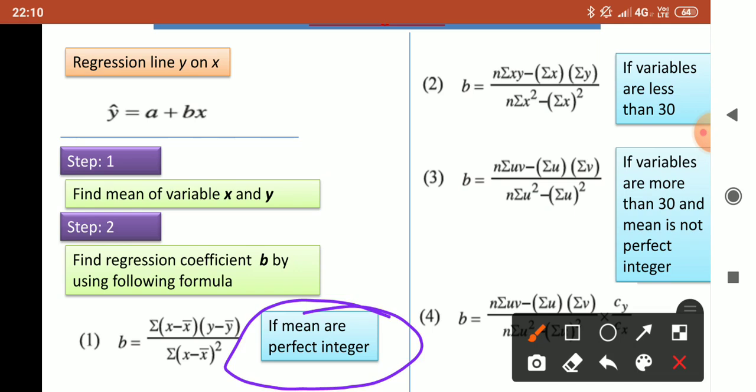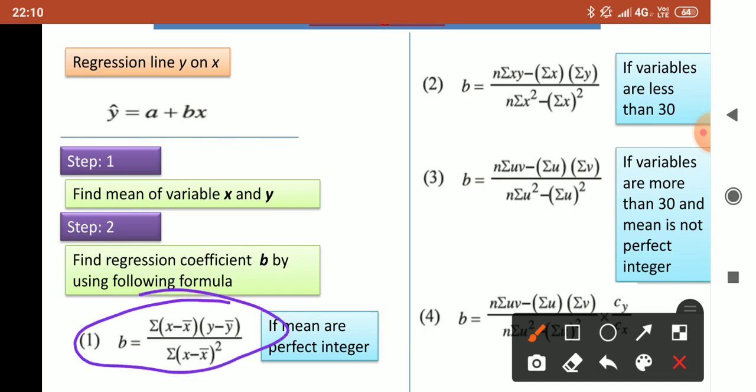So at that time we will find b by sigma x minus x bar into y minus y bar upon sigma x minus x bar the square. This is the formula to find b, that is regression coefficient, when the mean is perfect integer.